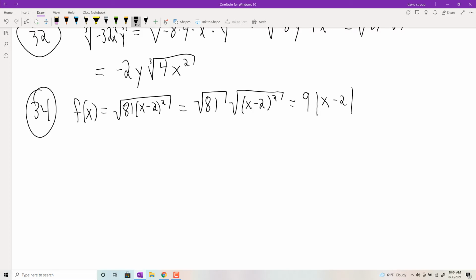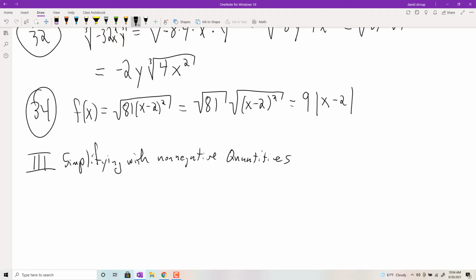Okay. In general, though, they're going to say that they're restricting their variables so that they're positive. So in general, if you're dealing with simplifying with non-negative quantities, in those cases, you don't have to worry about the absolute value things. If you have the nth root of a to the n, regardless if n is even or odd, that's just going to equal a.